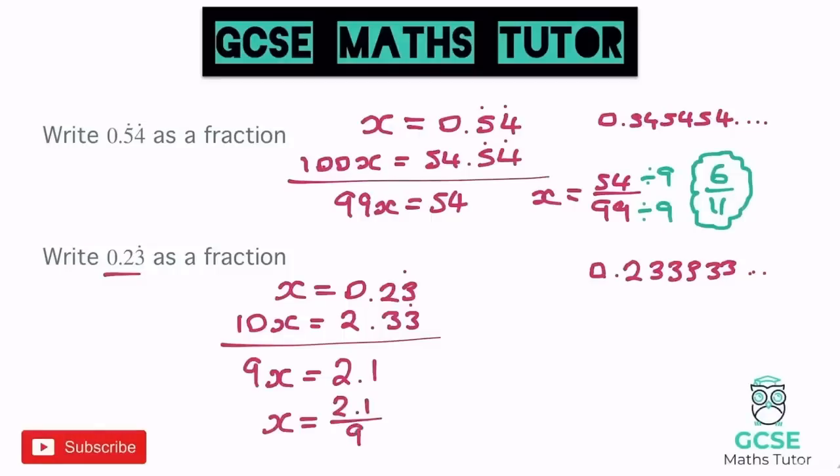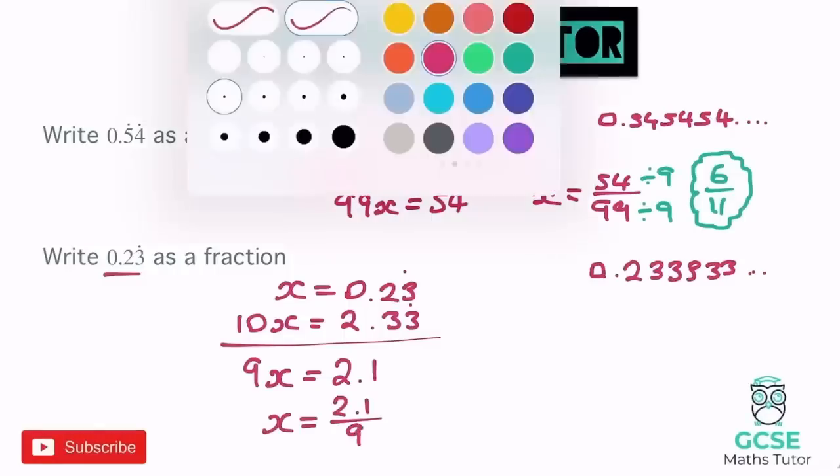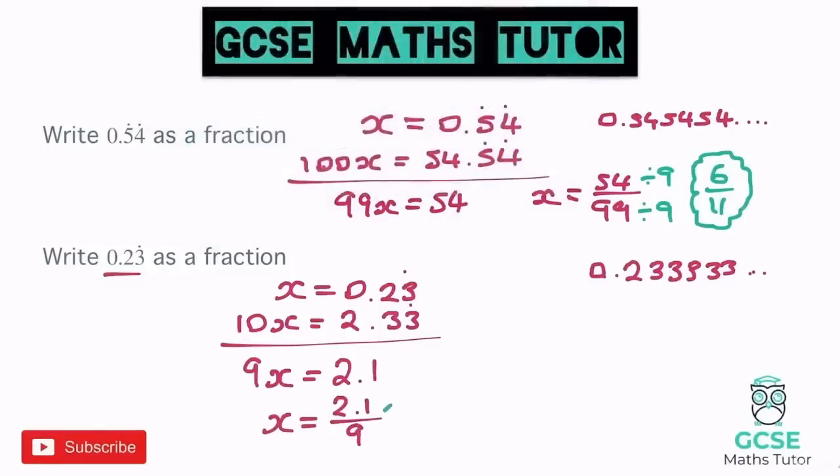And obviously you can't have decimals in fractions, so we need to remove this decimal from the top, so we can times the top and bottom by 10. And that would give us 21 over 90. There you go, and there's your fraction.